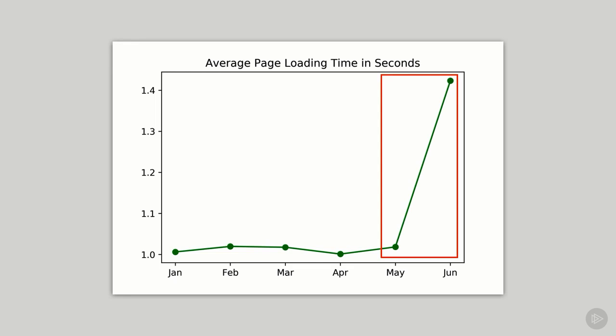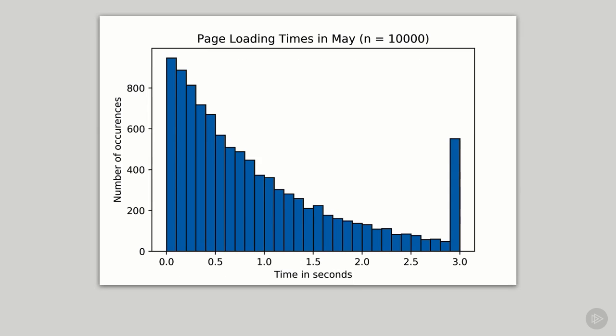There are a few choices here depending on the situation, but one of those options is to create a histogram of page loading times. If you create a histogram of page loading times in May, the month before you saw the sudden increase, it might look like this chart. It shows you the distribution of page loading times in this month.